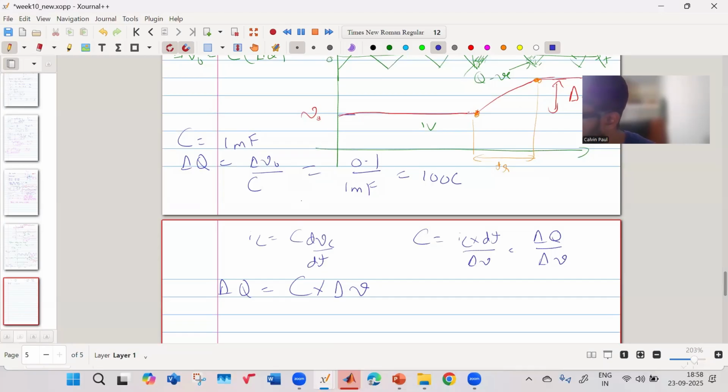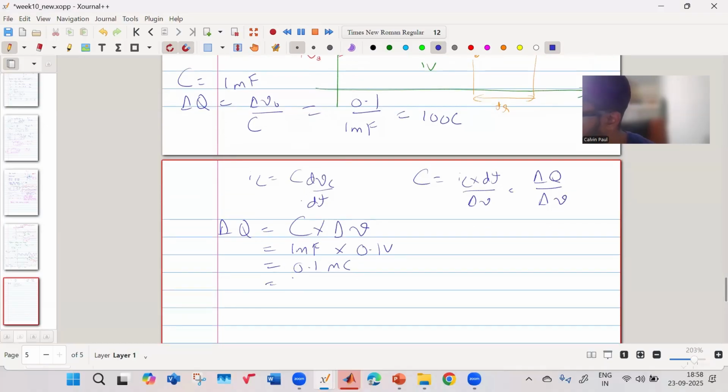So your C is 1 millifarad, delta V is 0.1 volt. The charge required is around 0.1 millicoulomb or 100 microcoulomb. Okay, this is your delta Q which is required.